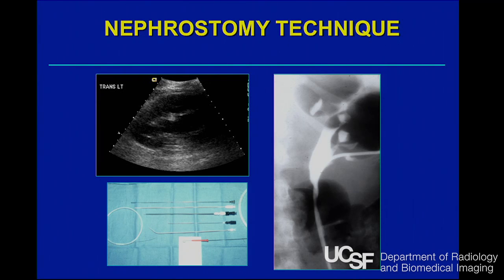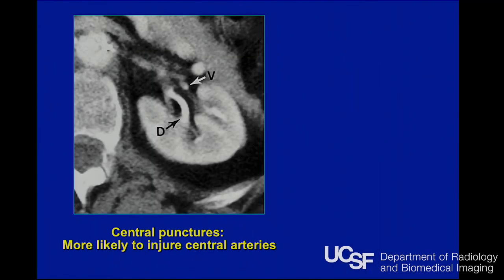What you want to do is puncture the peripheral calyx as much as possible. You want to stay away from the central structures, because obviously that's where the vessels are in the hilum of the kidney. And so by puncturing in the peripheral calyx area, you're hopefully going to eliminate the possibility of the bleeding complication.